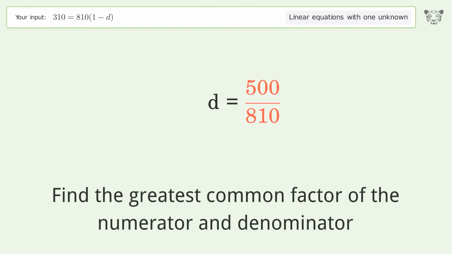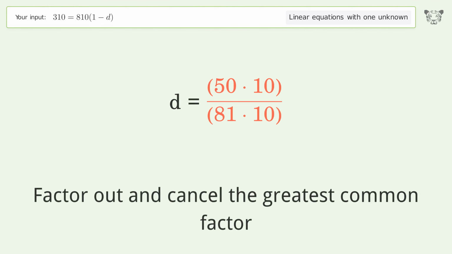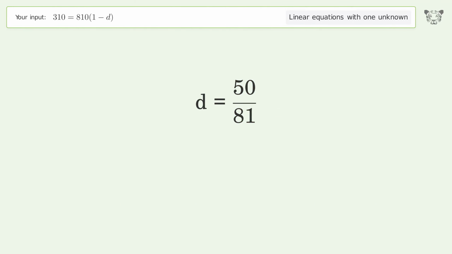Find the greatest common factor of the numerator and denominator. Factor out and cancel the greatest common factor. And so the final result is d equals 50 over 81.